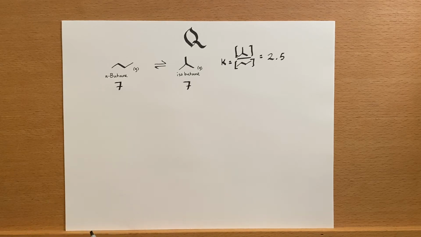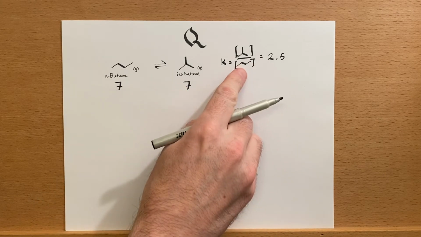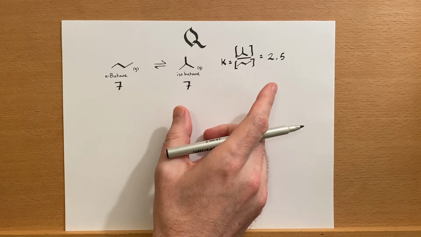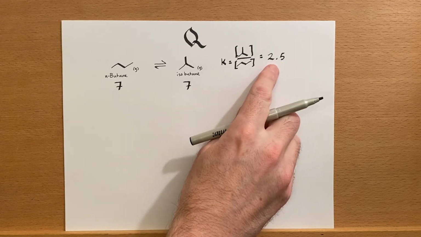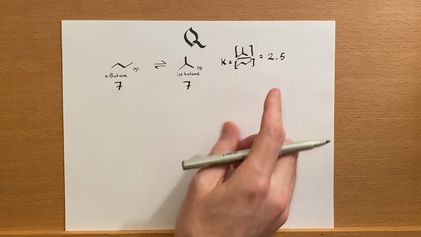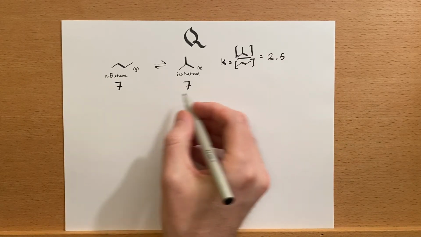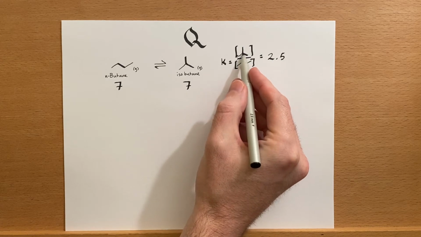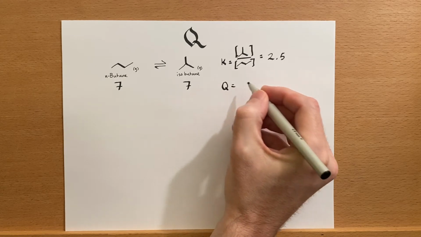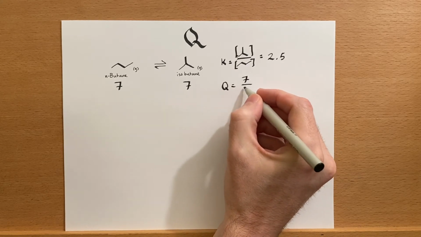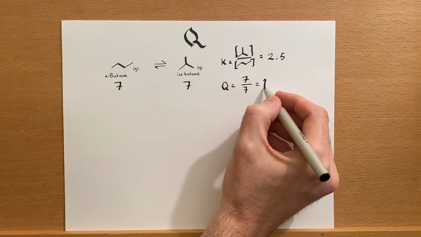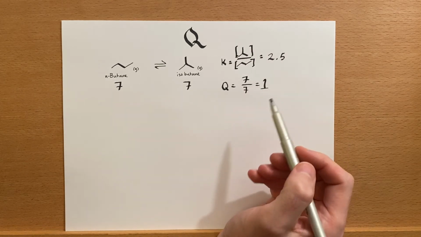We can actually just plug these numbers into the equilibrium expression to calculate Q and see if Q equals 2.5. And if it does, we're at equilibrium. And if it doesn't, we're not. That's it. So let's try it out. This one's 7, that one's 7. So in this case, Q would equal 7 over 7 equals 1. Ooh, I guess we're not at equilibrium because 1 is not the same as 2.5.